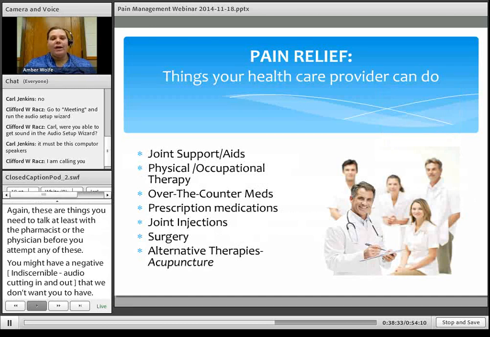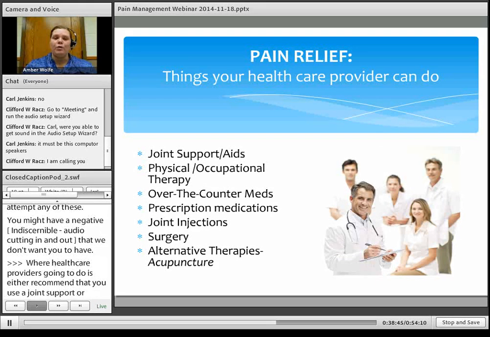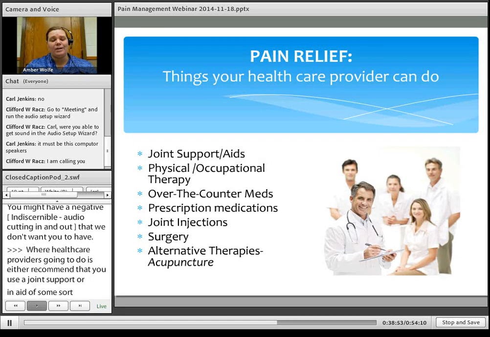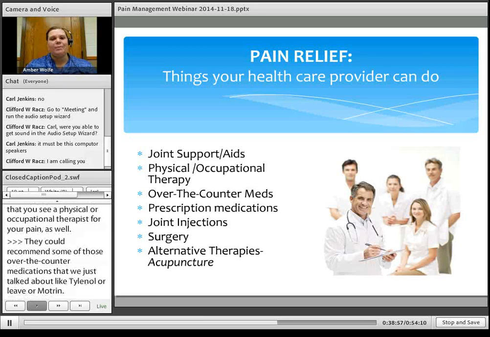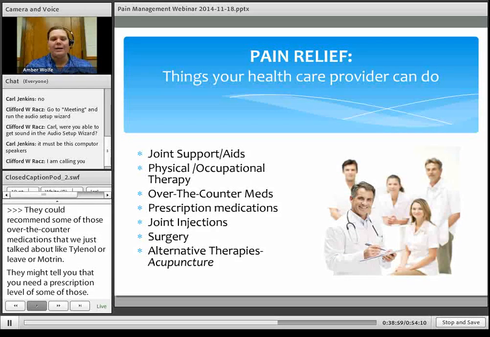So what your healthcare provider is going to do is they are either going to recommend that you use a joint support or an aid of some sort. They might recommend that you see a physical or occupational therapist for your pain as well. They could recommend some of those over-the-counter medications that we just talked about, like Tylenol, Aleve, Motrin. They might tell you that you need a prescription level of some of those. There are some options that we'll talk about on the next slide that attack pain a little bit more effectively than the general over-the-counter medications do.